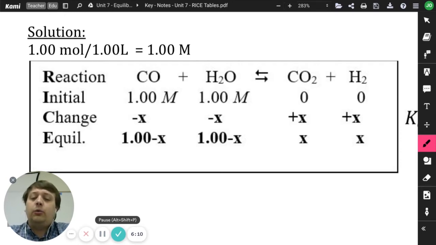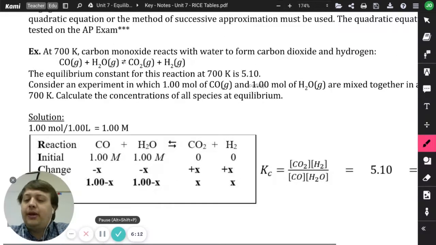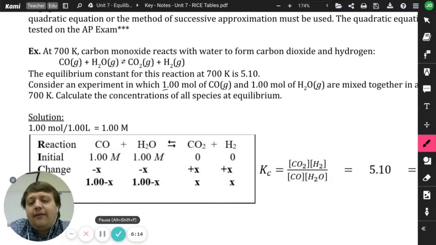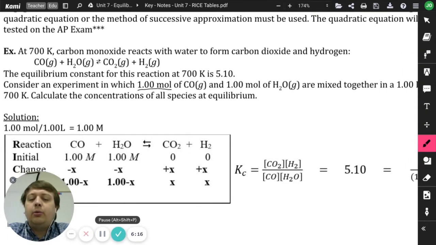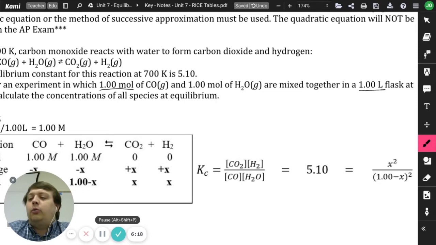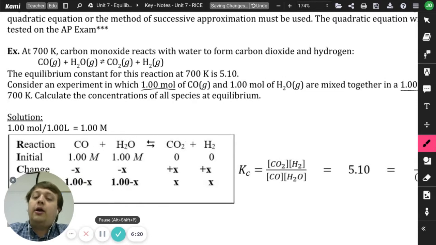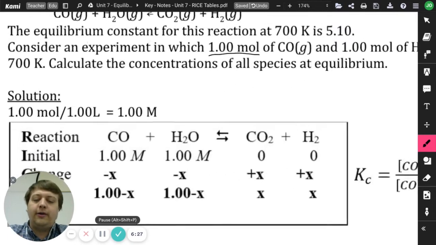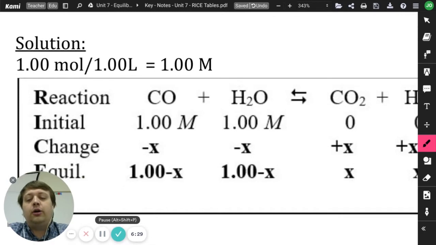So for CO, we were told that the initial amount of moles I have is 1 mole. And we were also told that they were mixed together in a 1 liter flask. So our moles per liter is 1 mole divided by 1 liter, which is 1 molarity. So I found that my initial concentration for carbon monoxide is 1. Then I do the same thing with H2O. I found its concentration was also 1.